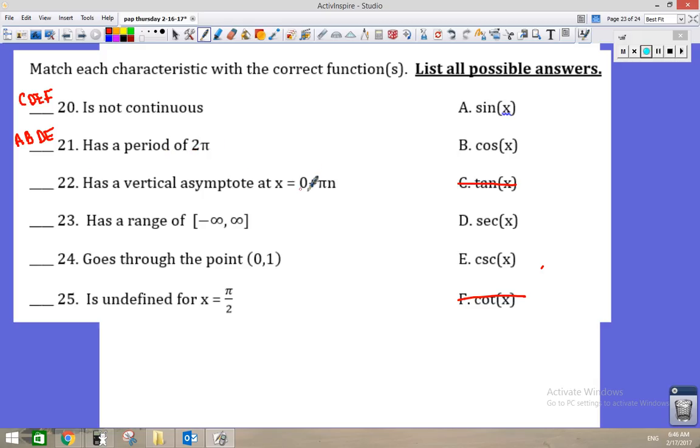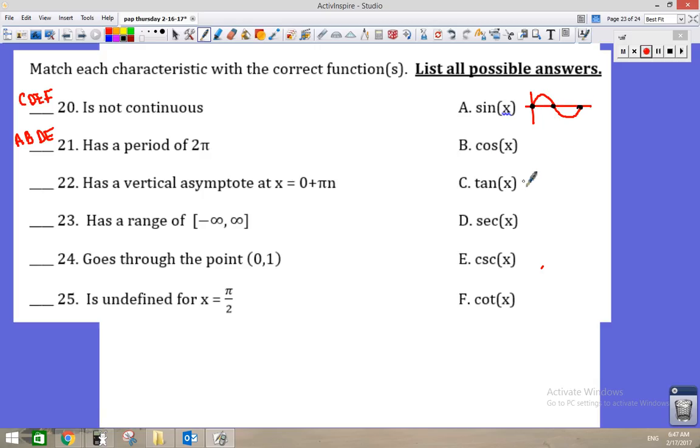Which ones have a vertical asymptote at 0 and at integer multiples of pi? Well, the sine curve intersects the x-axis at the origin, at 0. So since this graph has this shape, and the point of interest right now is here, if sine is in the denominator, then it's going to have a vertical asymptote at the y-axis and at any points pi units apart.